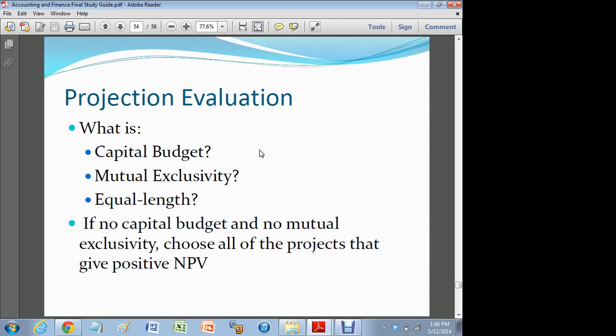Capital budget just means how much constraint you have to do the projects. If they cost too much to start out, you can't do all of them. Mutual exclusivity means if you choose A, you can't choose B. If he doesn't say it, then it's assumed that they're not exclusive, that you can do A and B. And equal lengths comes in when you're evaluating multiple projects and seeing which ones are better.